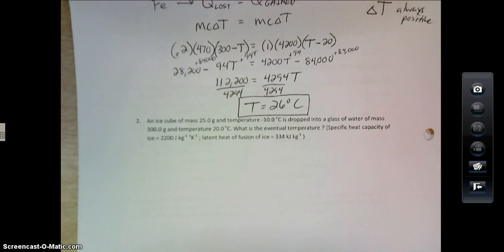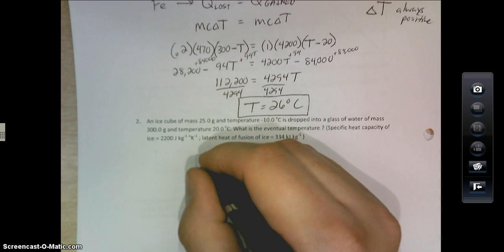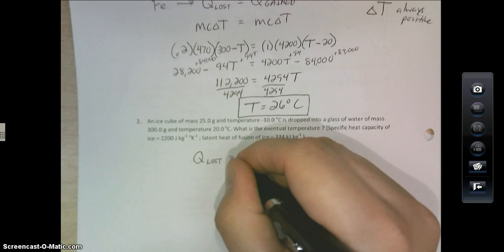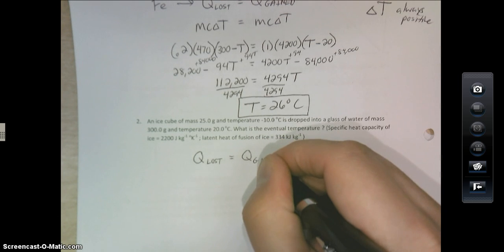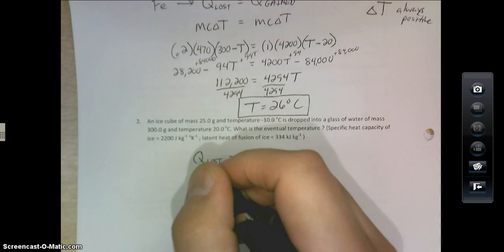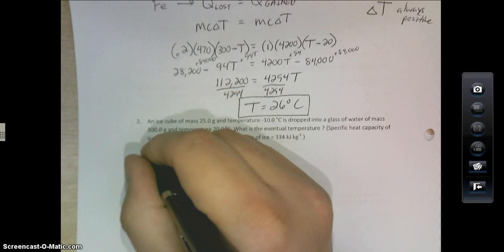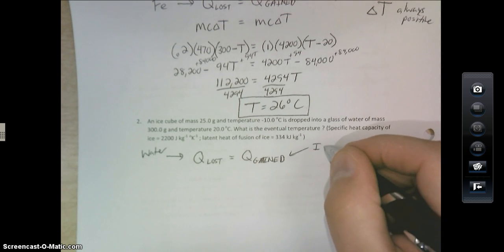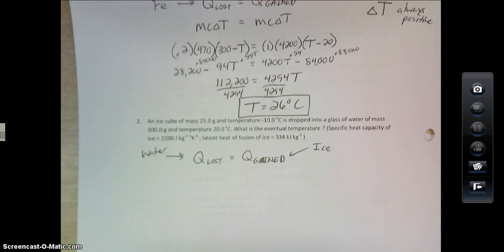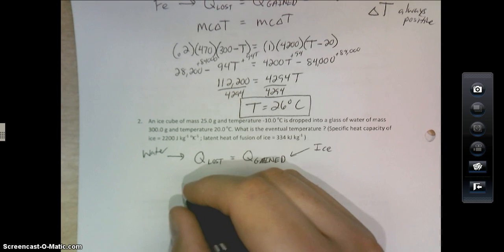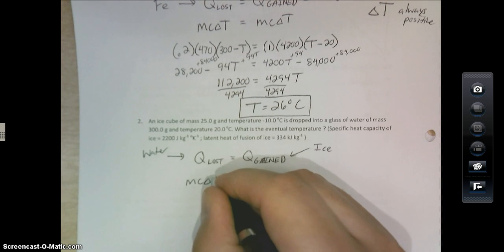So this one, again, we're going to start it off by saying, all right, the heat lost by one thing will be equal to the heat gained by the other. Now, if you put ice into water, what loses heat is the water, and what gains heat is the ice. But this is going to be a little trickier. The heat lost by the water is not going to change into a different form, so you just got mcΔT.